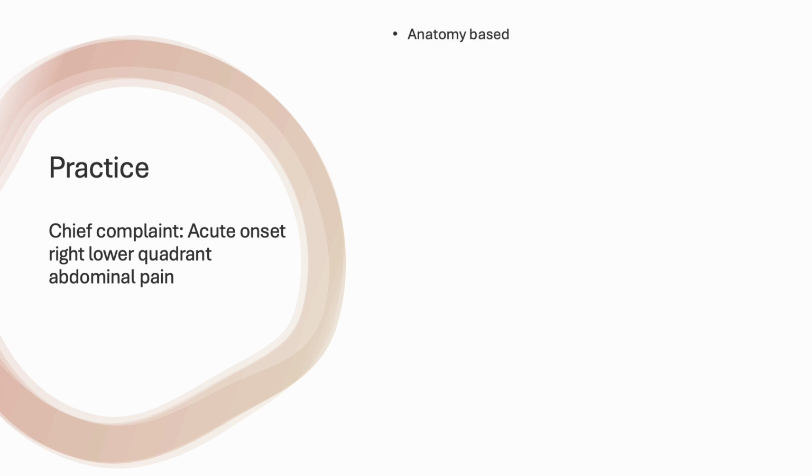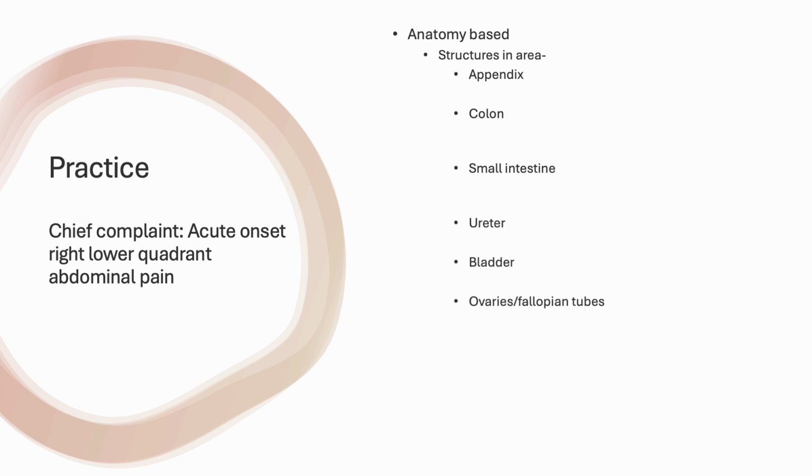So next, we'll take a look at that same patient with the right lower quadrant pain, but this time we'll build our differential diagnosis using the anatomy-based method. So some of the structures in the area include the appendix, the colon, the small intestine, the ureter, bladder, the ovaries and fallopian tubes, uterus, spermatic cord and testicles in males, and the aorta.